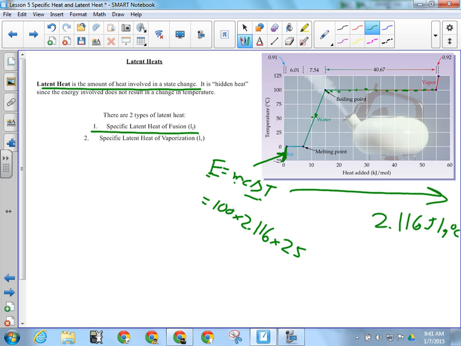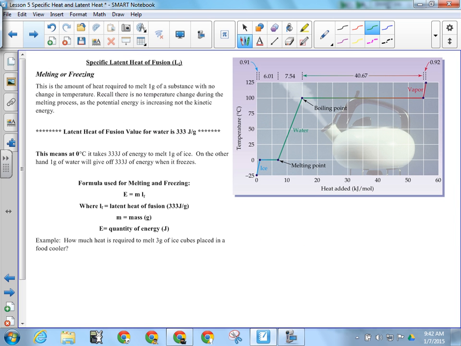This formula will not work here, because it'll tell you the energy is what? 0, because the temperature change during that section of the graph is 0. So obviously that's not good. We need a different formula, and what we're going to use is this formula right here. This is in your notes, by the way. E equals mLF, and LF is the latent heat of fusion. For water, that's 333 joules per gram.